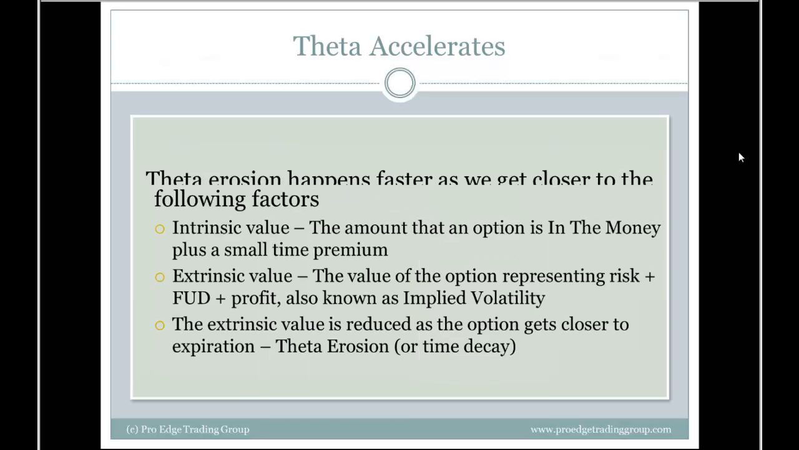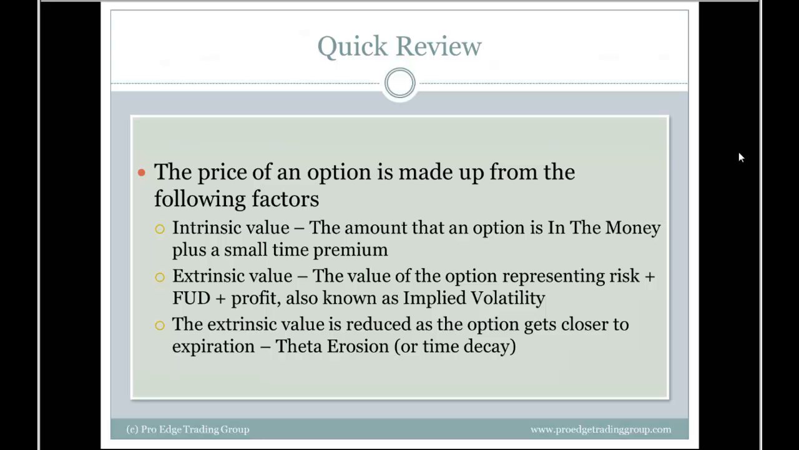All right, so quick review. Going over some of the stuff here. The price of an option is made up of the following factors. You've got your intrinsic value, the amount that an option is in the money plus a small time premium. You've got your extrinsic value, the value representing risk plus the fear, the uncertainty, and the doubt, plus the profit. It's known as implied volatility. And the extrinsic value is reduced as the option gets closer and closer to expiration, and that's theta erosion.